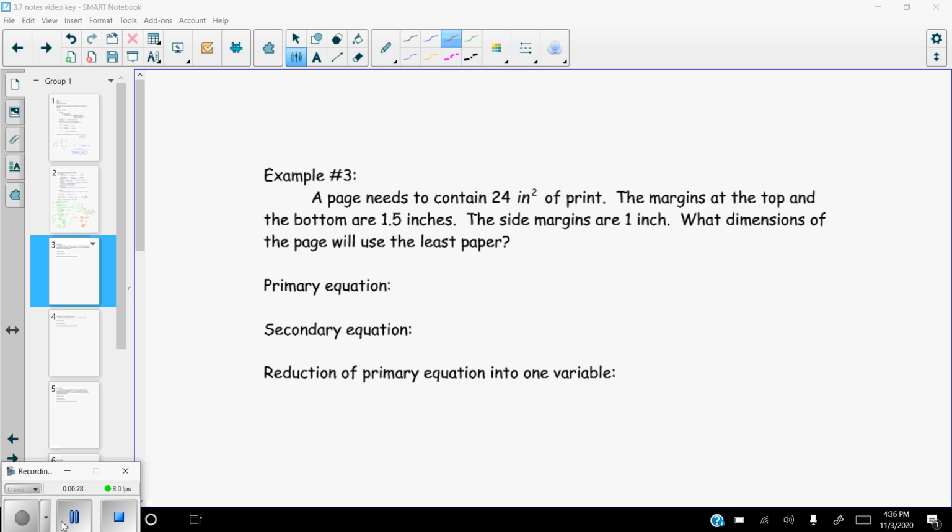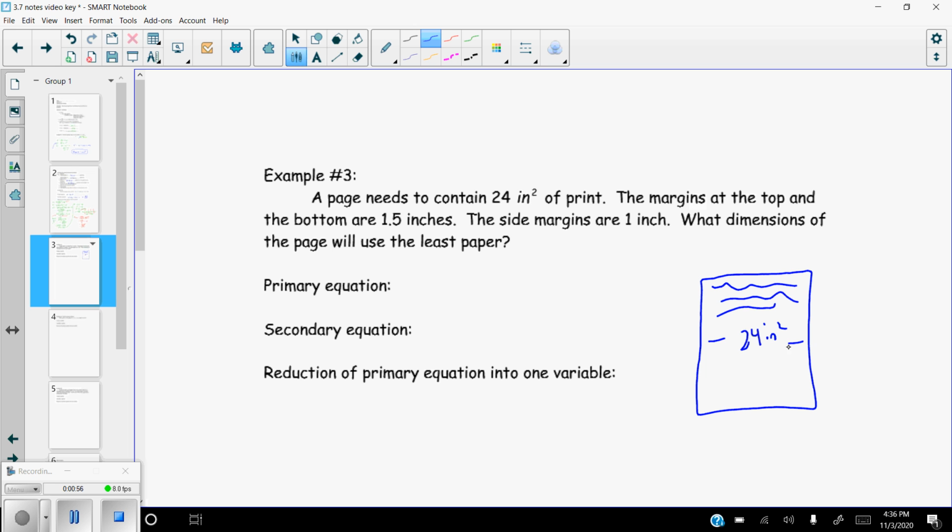Okay, so if that didn't all make sense to you right off the bat, it's okay, read it again. So it says a page needs to contain 24 inches squared of print. So that's an area because it's something squared. So I'm going to sketch a page, and that's where the printed area is. So we know that this area right here has to have 24 inches squared of print. So this is like where the print is of the page.